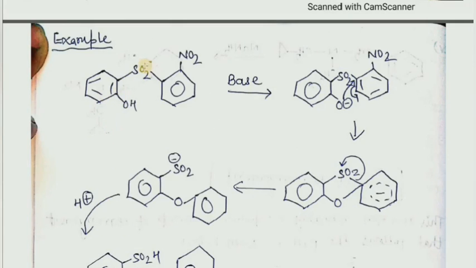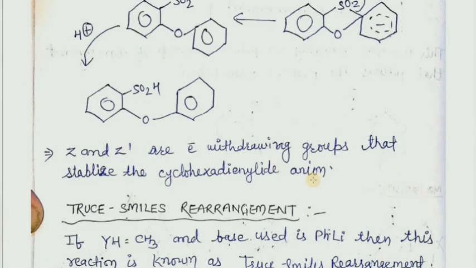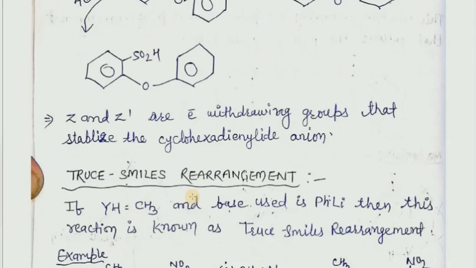Examples. This one is an example of the Smiles rearrangement. Here, the base will attack this hydrogen. It is more acidic as compared to the other hydrogens present on the benzene ring. So we will get this particular oxy anion. This oxy anion will attack at this particular position, and after this we will get the final product. Z and Z dash are electron-withdrawing groups that stabilize the cyclohexadienyl anion.